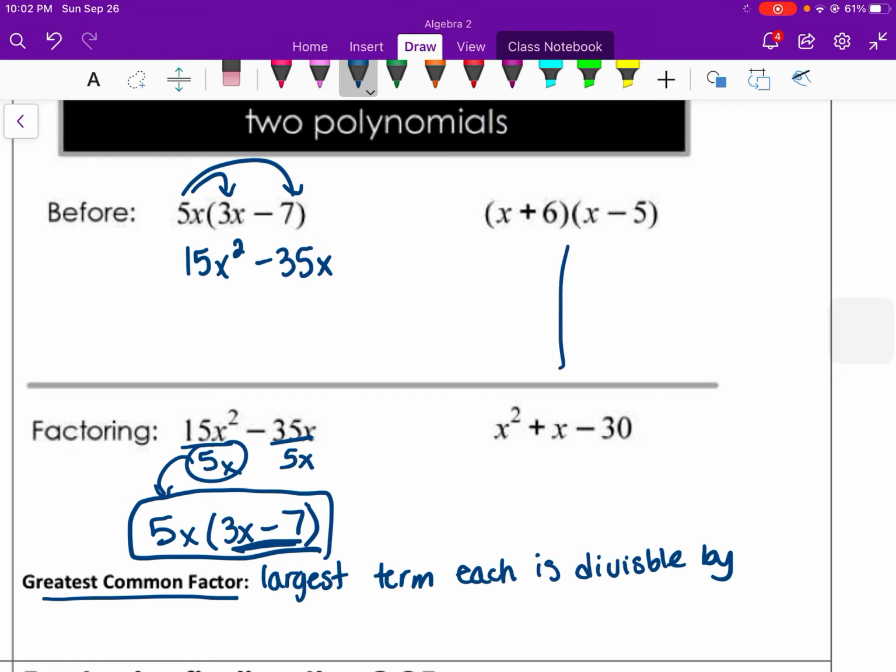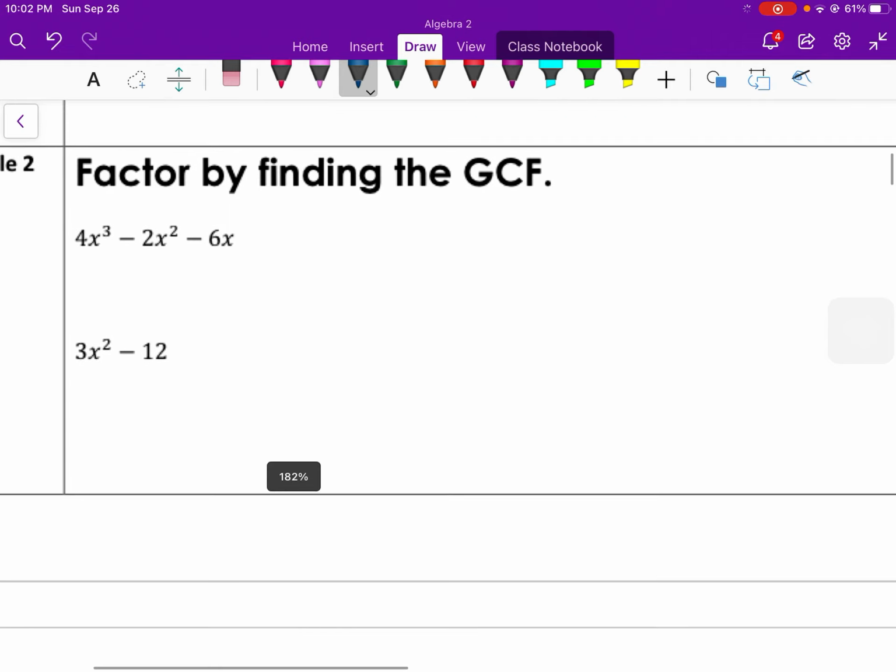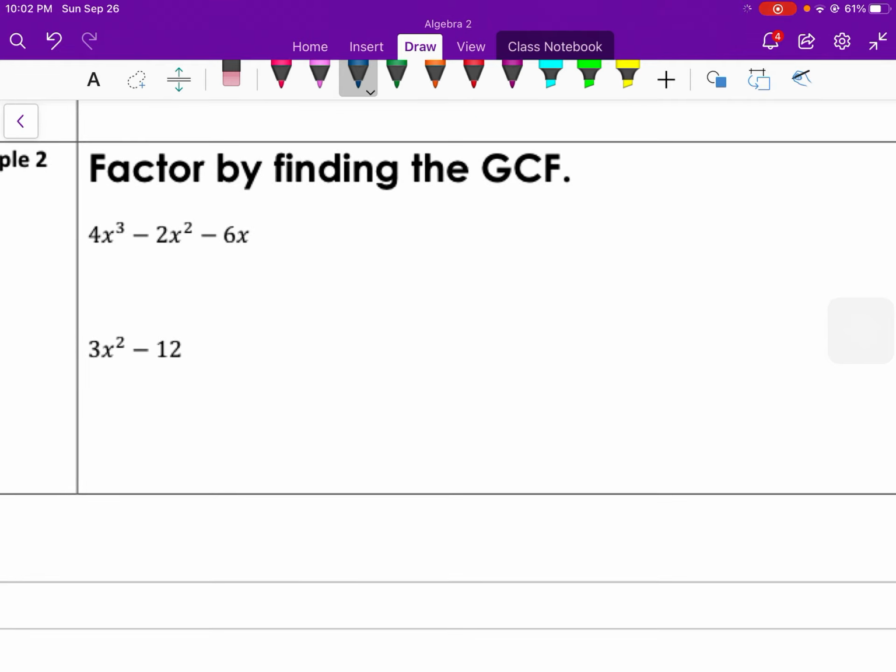And we talked about the reverse, how these two go together. You multiply this out with FOIL, and then you can factor it again going backwards. So those are reversed. So let's practice finding the greatest common factor and factoring that out, and then factoring any more.